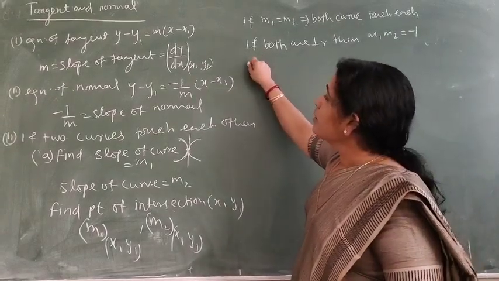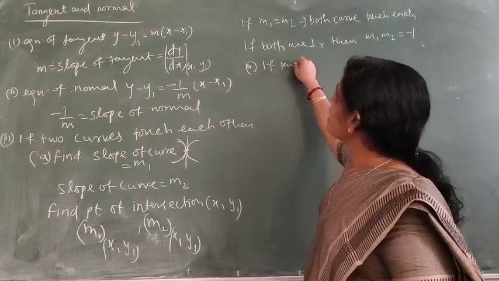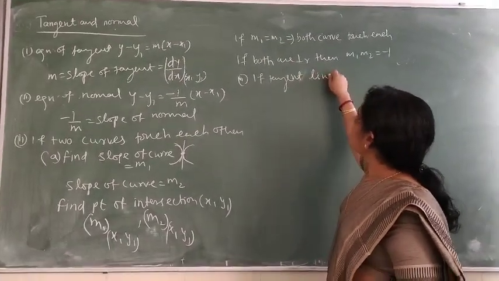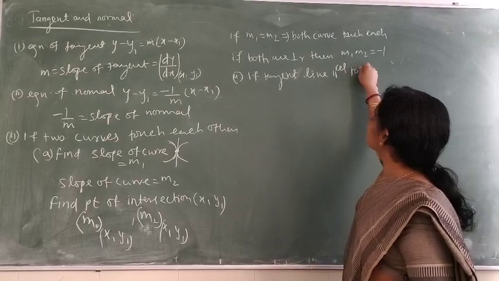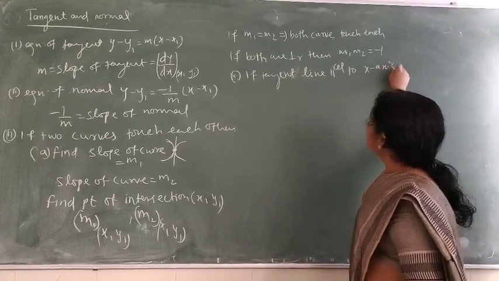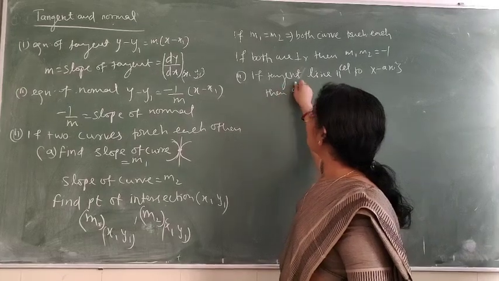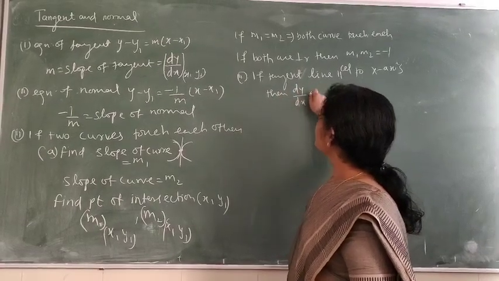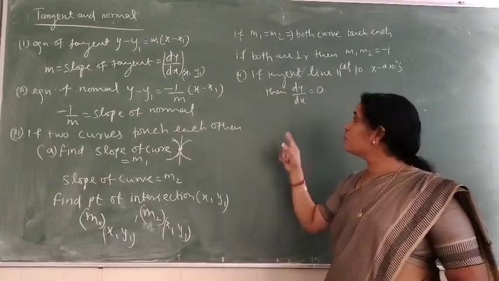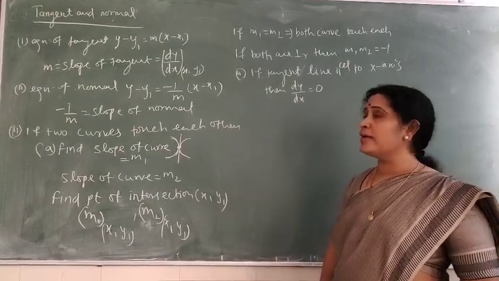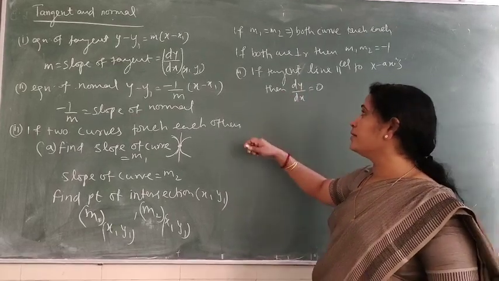Now number 3, if the tangent line is parallel to the x-axis, then the slope is 0, so dy by dx is equal to 0. If you take dy by dx equal to 0, you can get the value of x, then substitute in the given curve, you get the value of y, which means you will get the point.